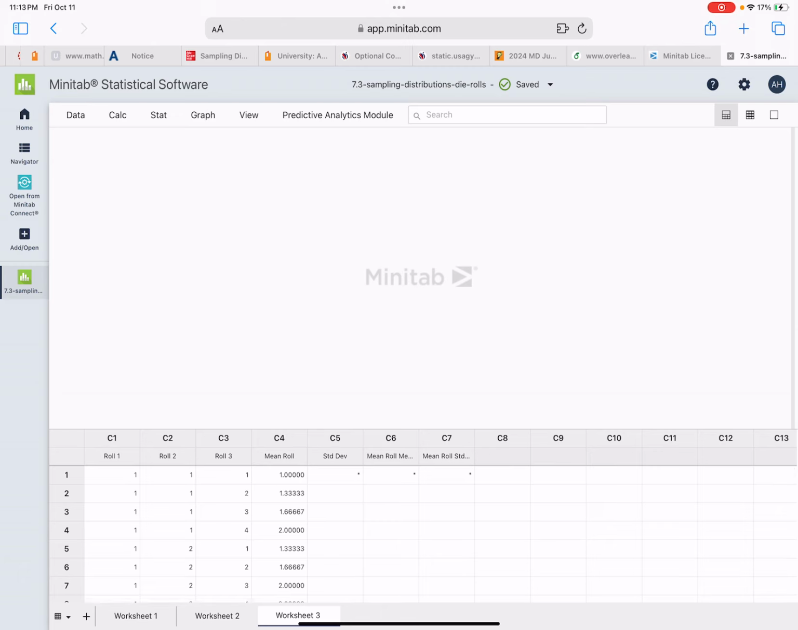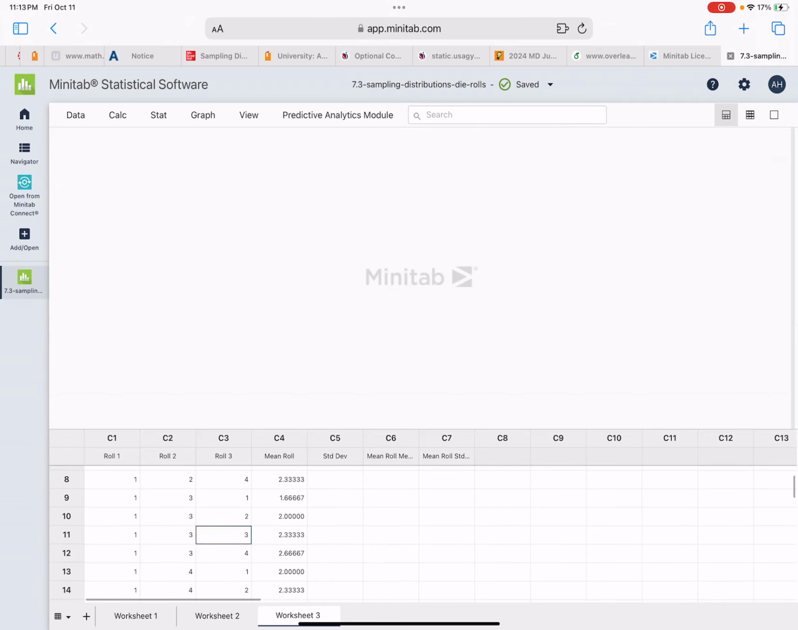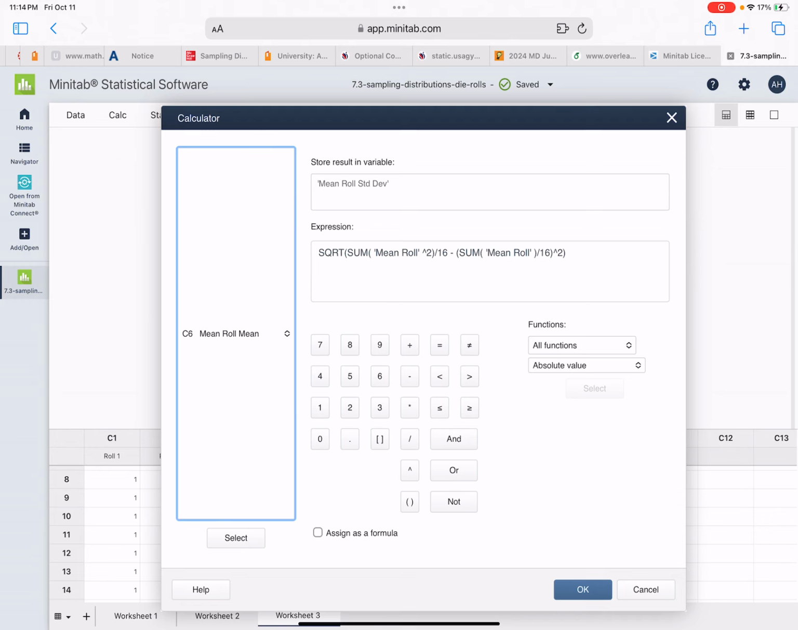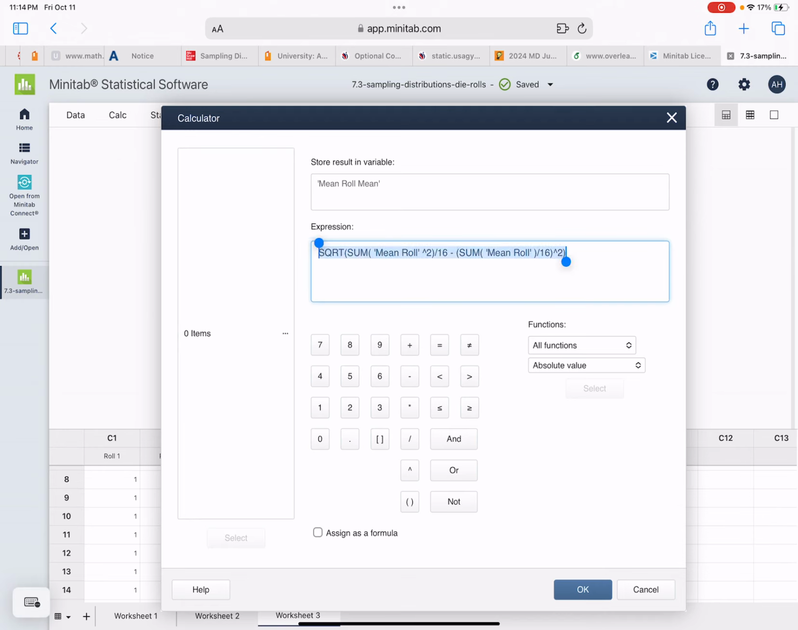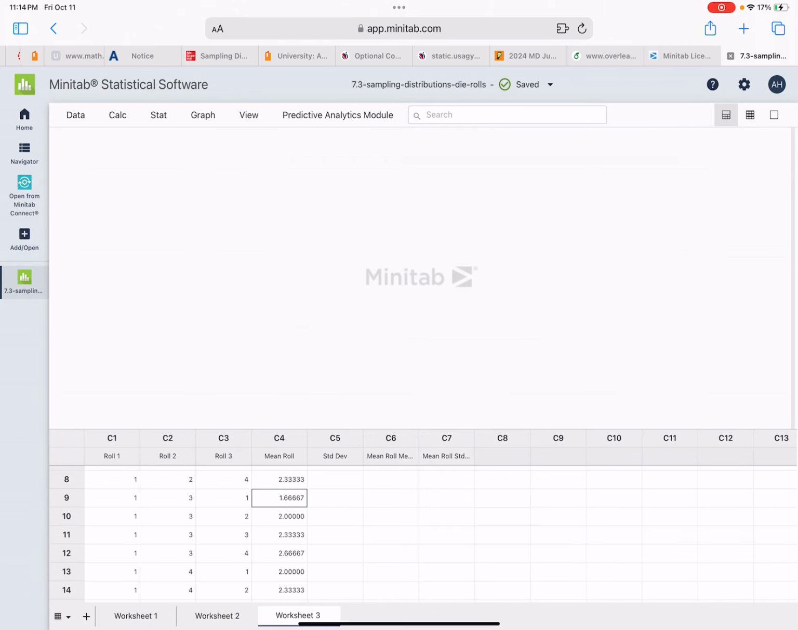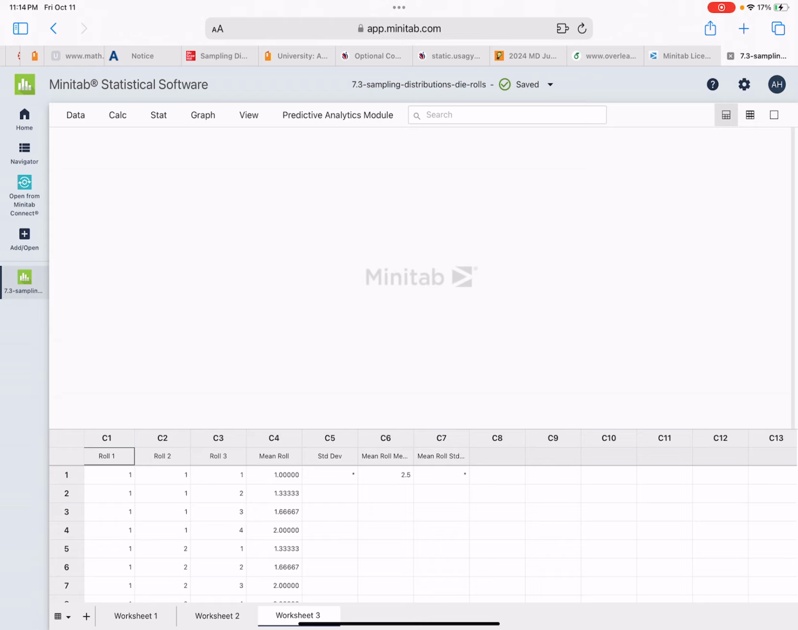I found the mean for each triplet of rolls. For example, the mean for rolling a 1, then a 3, then a 3 is 2 1/3, because it's 1 plus 3 plus 3 divided by 3. 7 divided by 3 is 2 1/3. So what is the mean of all of these mean rolls, all 64 of them? I'll let you take a guess, but if you've been following along, you might guess correctly. Dividing by 64, the answer is, in fact, 2.5, as we expected.